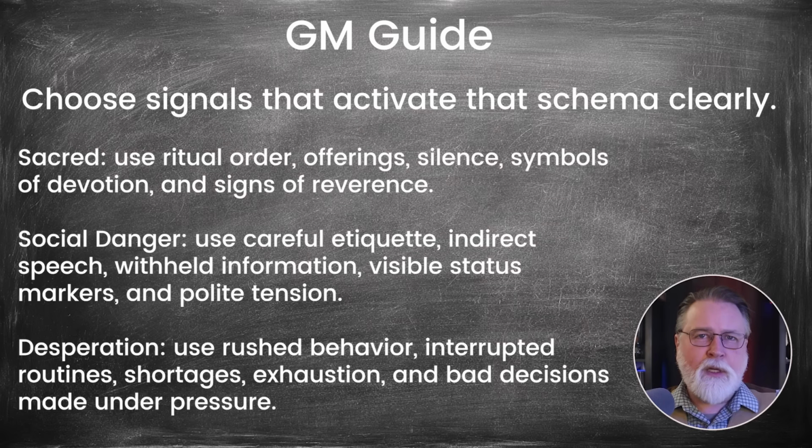If you want sacred, use ritual order, offerings, silence, symbols of devotion, and signs of reverence. If you want social danger, use careful etiquette, indirect speech, withheld information, visible status markers, and polite tension. If you want desperation, use rushed behavior, interrupted routines, shortages, exhaustion, and bad decisions made under pressure. The point is not to drown the table in detail. The point is to give enough consistent cues that a usable framework can form.